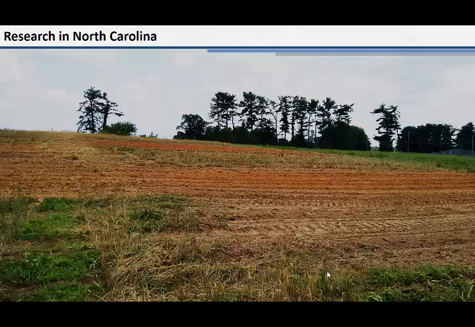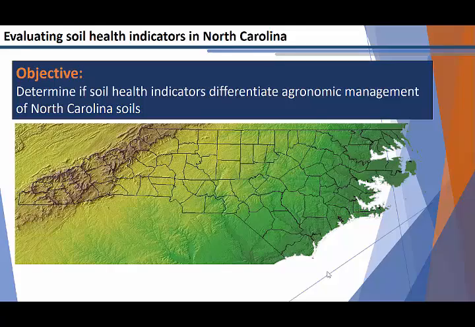And that's what led me to my research in North Carolina. So the Cornell soil health test was developed mostly using Northeast soils, but us people in the South, or when I was in the Southeast, we wanted to see how does this work for our soils.